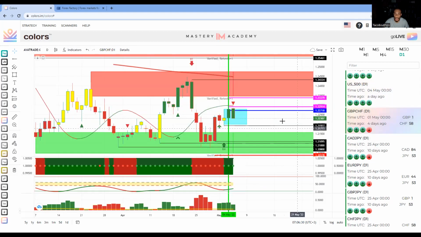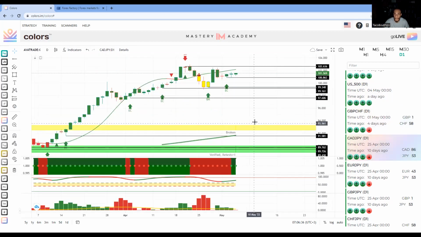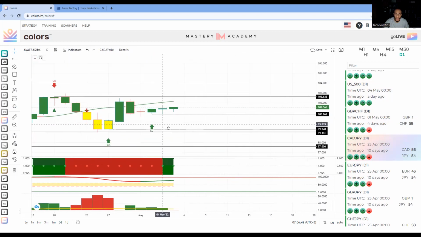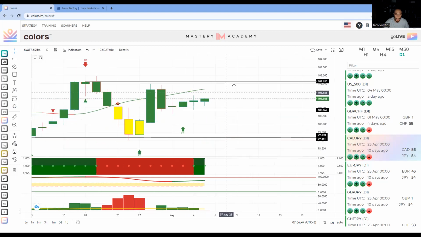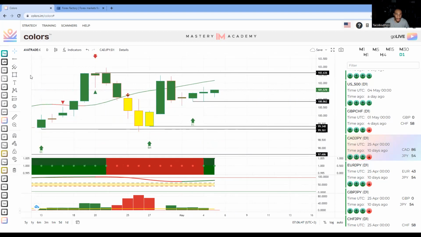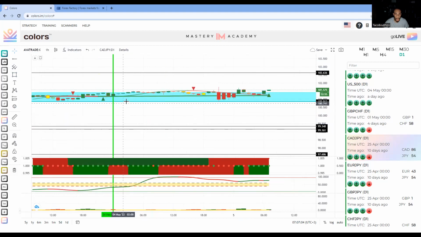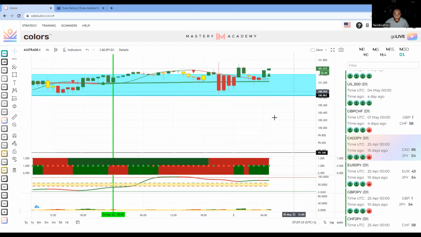Let's look at GBP CHF. Yeah, that thing's going to tank. All right, same thing here. Look, we've got an EC candle. So what we have done: boxed up that candle, marked up the next candle with the vertical line, dropped down to our 1 hour time frame, and wait for a green triangle. It looks like we have one forming right now.